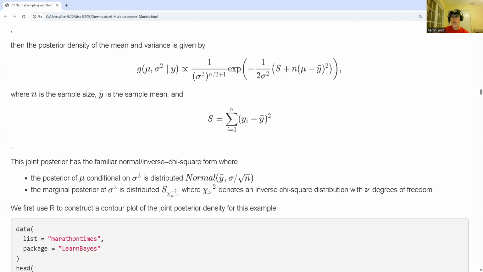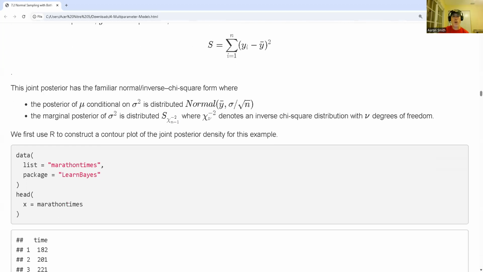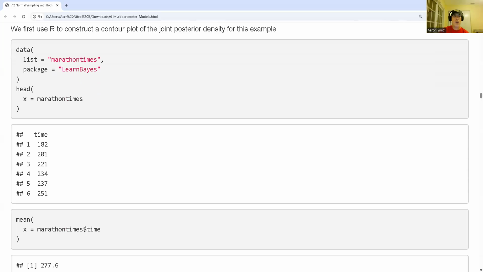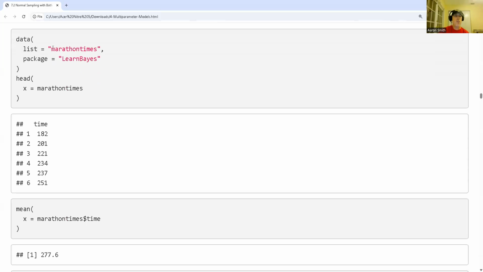All right, so let's go ahead and actually construct this, because I've been doing a lot of mathy talking. Let's go ahead and take the marathon times data set from the LearnBayes package. Here is the data that I've got. So this is their marathon times in minutes.